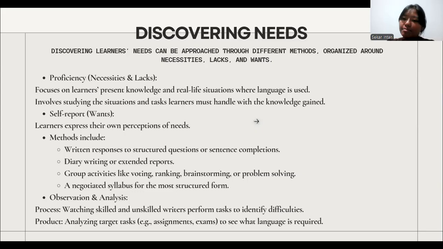So let me give you an example. Suppose we are teaching an academic writing course. To find necessities, we might analyze real university assignments to see what kind of writing is required. To identify lacks, we can look at students' current essays and see where they struggle. To capture wants, we can ask students through questionnaires what they feel they need more practice with, maybe vocabulary, grammar, or structure.